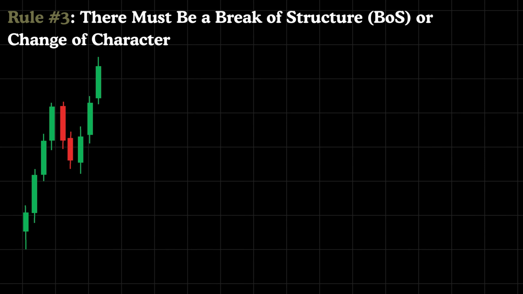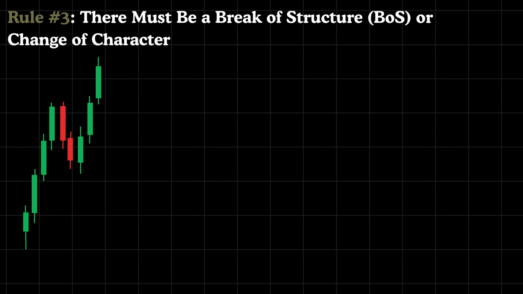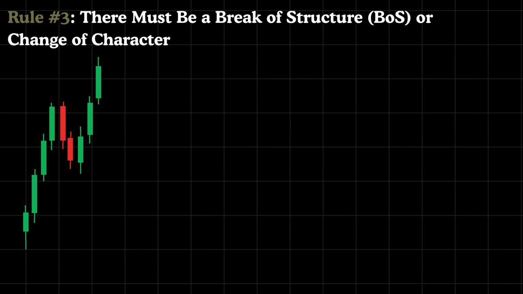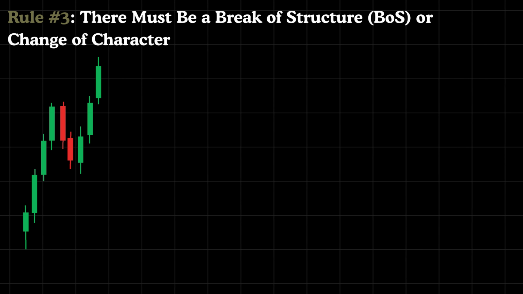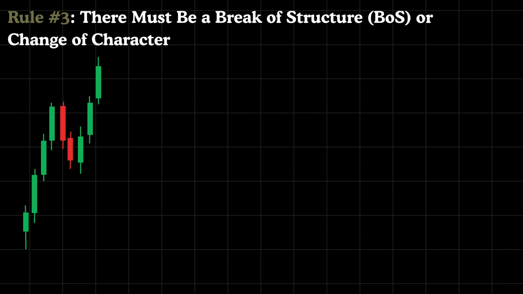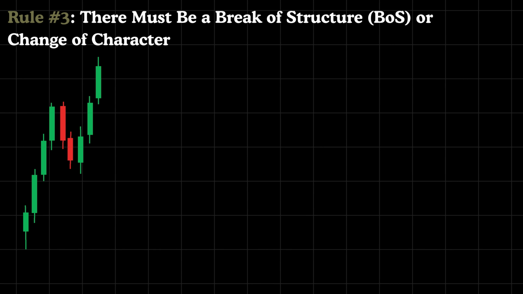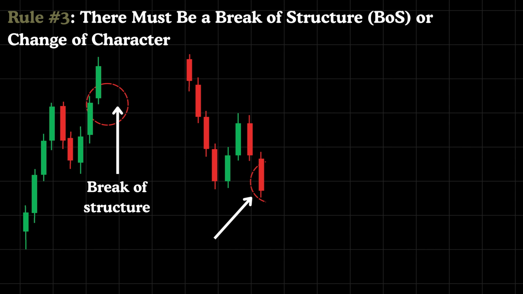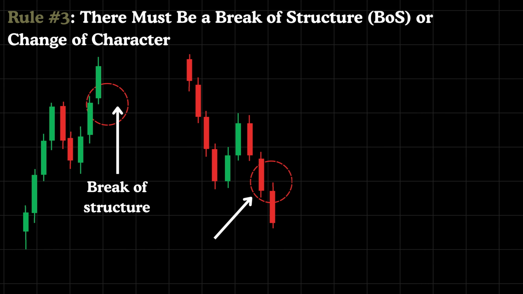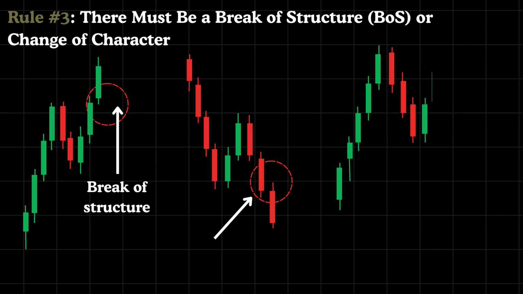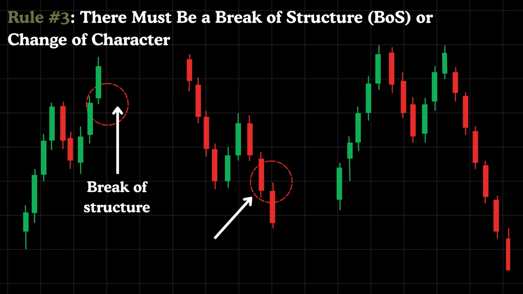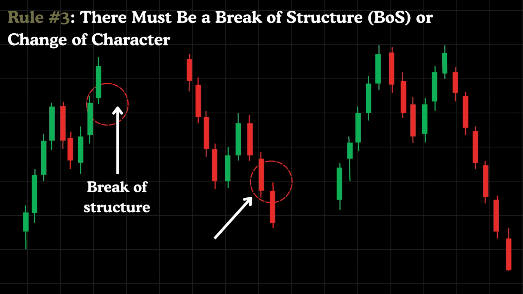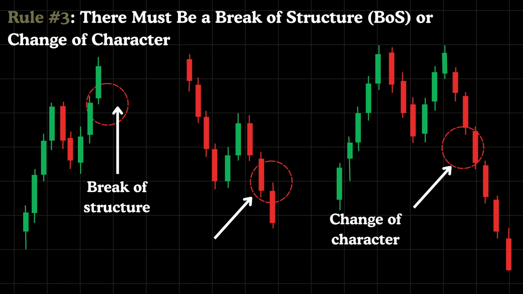Rule number 3. There must be a break of structure or a change of character to validate the order block. This is the most critical element. Without it, you're simply making an assumption. A legitimate order block must cause a shift in market structure. If the trend is moving upward, price should break above a prior high. If the trend is heading downward, it should fall below a previous low. And if the trend reverses entirely, it must display a clear change of character.